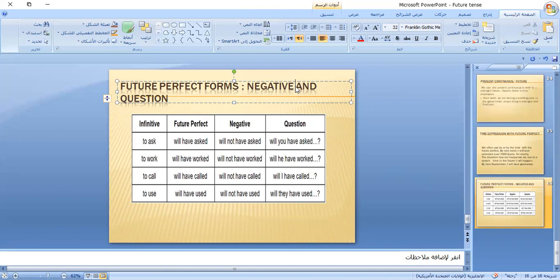The infinitive to work: will have worked, will not have worked, and will he have worked. To call: will have called, the future perfect, will not have called, will I have called. Be used: will have used, will not have used, will they have used. Always the auxiliary verb is will for the negative and for the question. Okay, thank you very much.